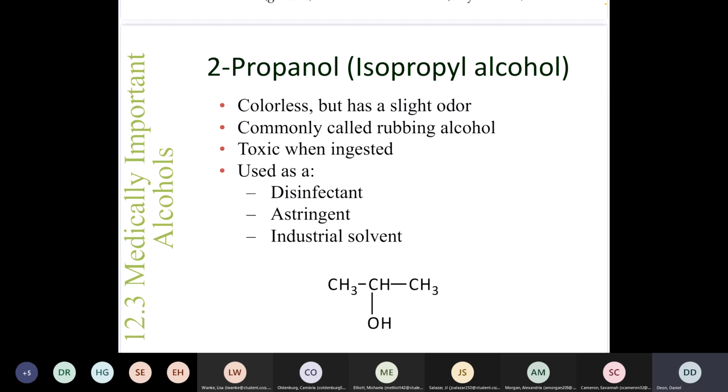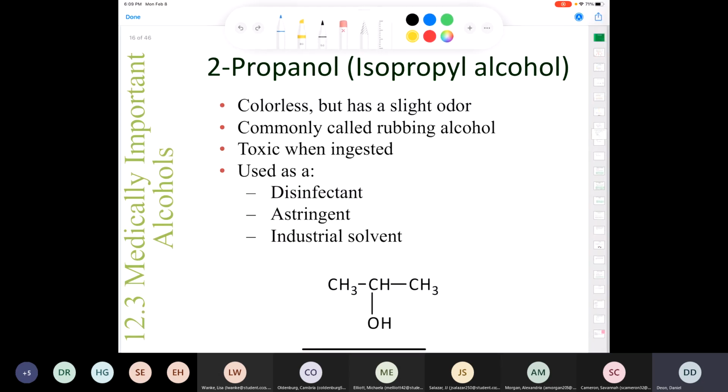Next one is isopropyl alcohol. So isopropyl alcohol is rubbing alcohol. You can buy it down at Costco, by the pharmacy counter for next to nothing. You can buy a big bottle of it, maybe half a liter or something. It does have a slight odor. If you've ever used rubbing alcohol, you're aware of the odor. It can be used as an astringent, solvent, disinfectant. So it has quite a few uses.